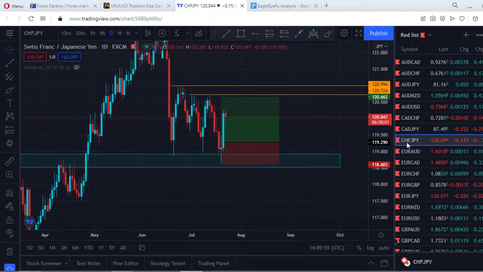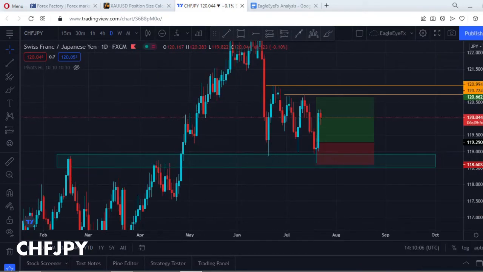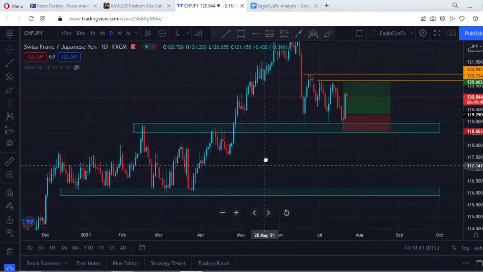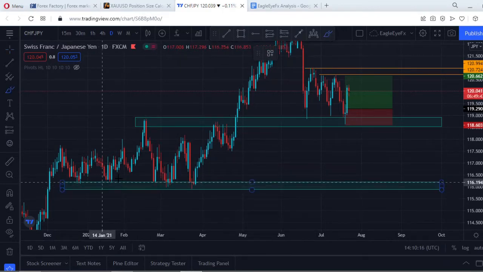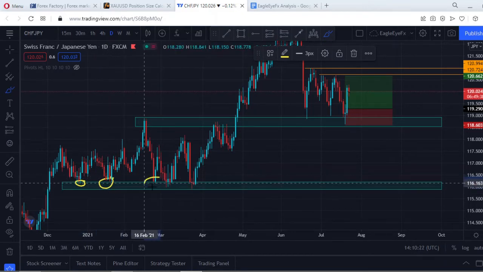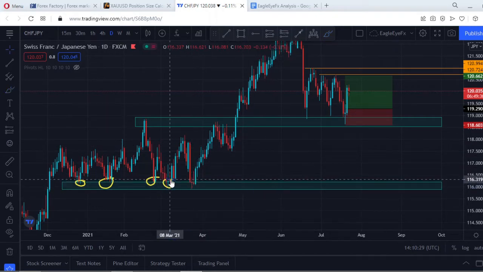All right, so let's go to our second pair. Our second pair is CHFJPY, on a daily time frame. CHFJPY was forming some sort of consolidation. Now, as usual, I always like to tell you the reason for why I'm doing certain things. The reason why I've drawn this zone here is because you see this zone supported this market 5 times. So for me it became an area of interest, because every time the market came to that point, the market was supported to the upside.